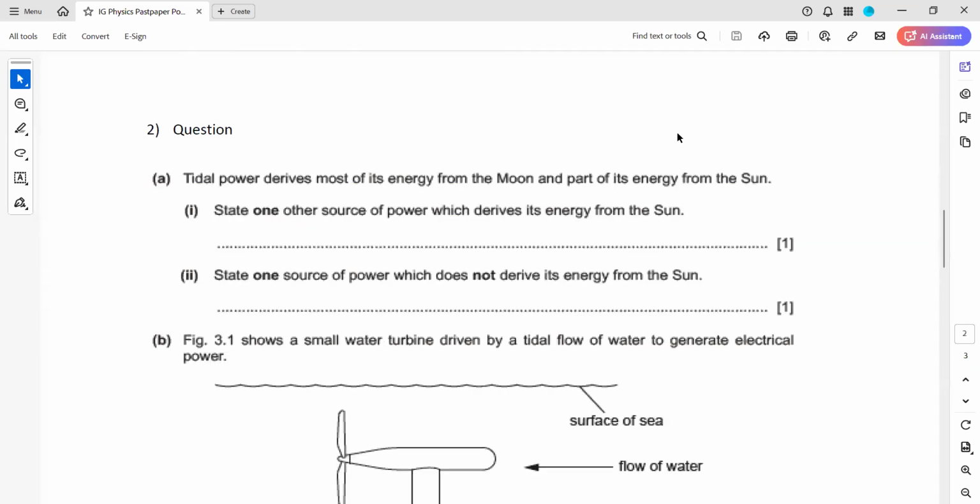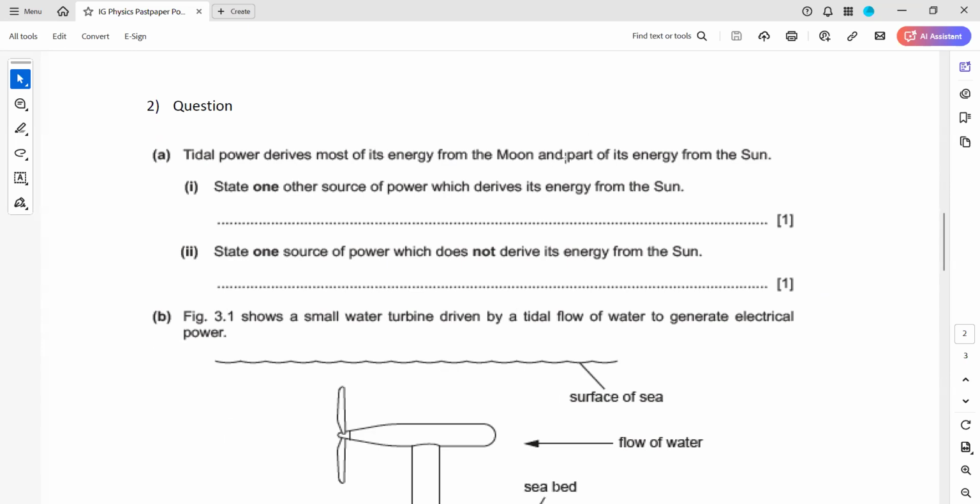In question 2, tidal power derives most of its energy from the moon and a part of its energy from the sun. State one other source of power which derives its energy from the sun. Here we can write multiple answers. We can mention wind, we can mention wave. State one source of power which does not derive its energy from the sun. We can say geothermal, or we can also say nuclear. Nuclear fuel which we use on Earth is not derived from the sun.